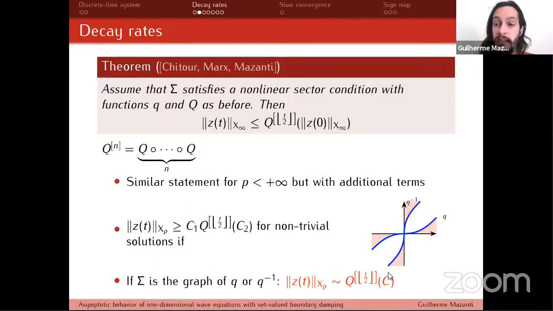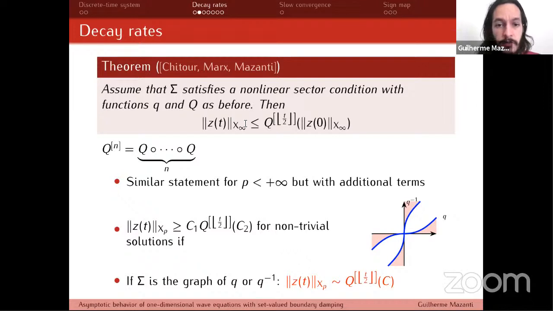The first result in this sense is that the asymptotic behavior is determined by the iterates of this function Q. So if sigma, my boundary condition of the wave equation, satisfies a nonlinear sector condition with the functions small q and capital Q as before, then we can prove that the L infinity norm can be bounded by the iterates of Q, which depends on time. So the T over two iterate of Q applied to the initial L infinity norm, where I use this bracket notation to denote iterates of Q. Essentially, studying the asymptotic behavior amounts to studying iterates of this Q.